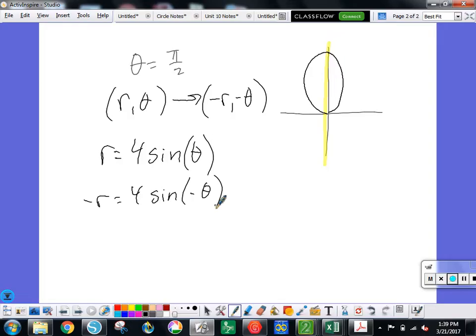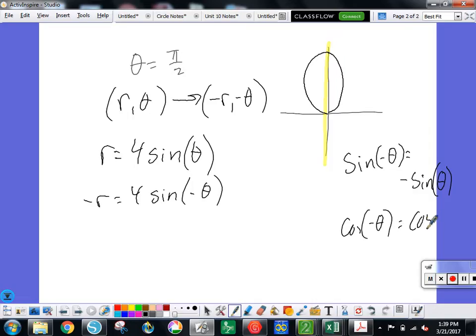Now you have to remember, back when we did identities, what does sine of negative theta equal? Negative sine of theta. What does cosine of negative theta equal? Just regular cosine of theta. Remember, it absorbs it. Do you guys remember those basic identities? If not, you better learn them now.